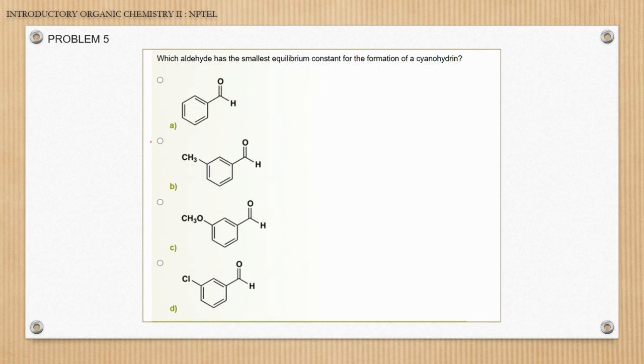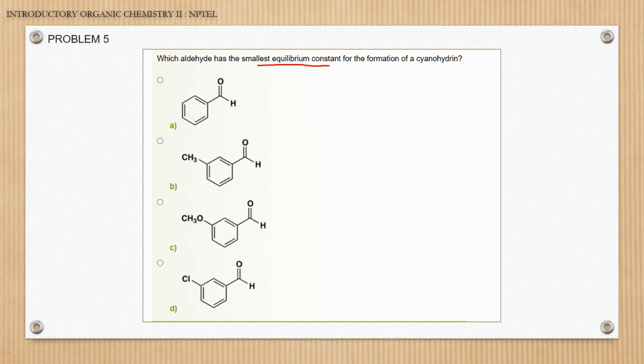So coming to problem number 5. Here they are asking which aldehyde has the smallest equilibrium constant for the formation of a cyanohydrin. So they are asking you which aldehyde has the smallest equilibrium constant. What do you mean by equilibrium constant? How facile the reaction is towards the formation of cyanohydrin. Basically, the equilibrium constant is how much the forward reaction is going on.